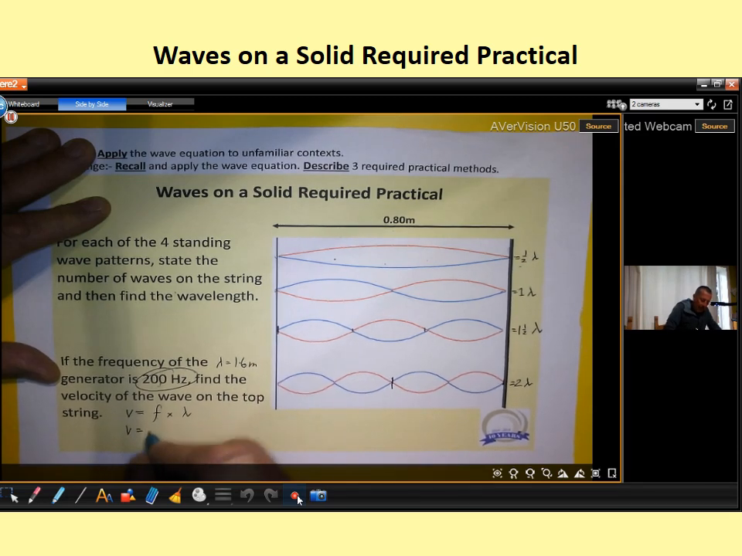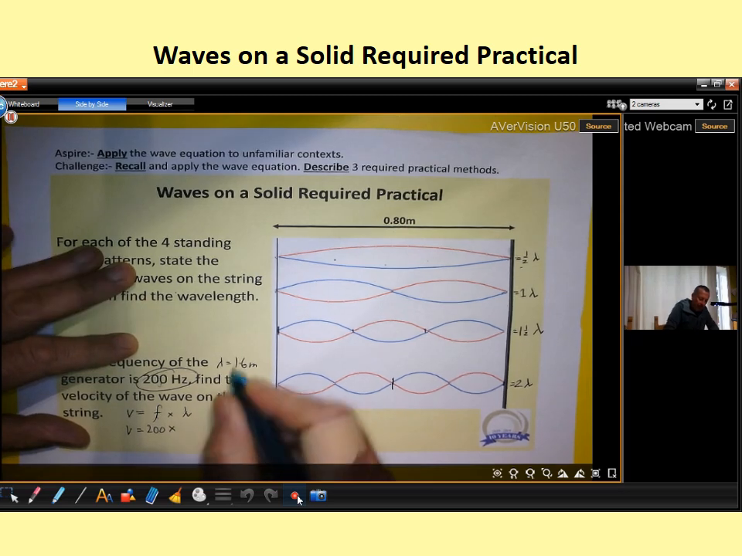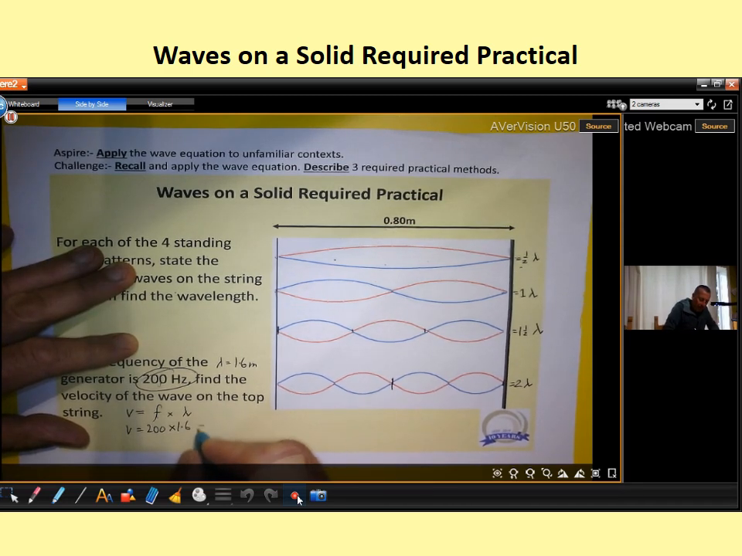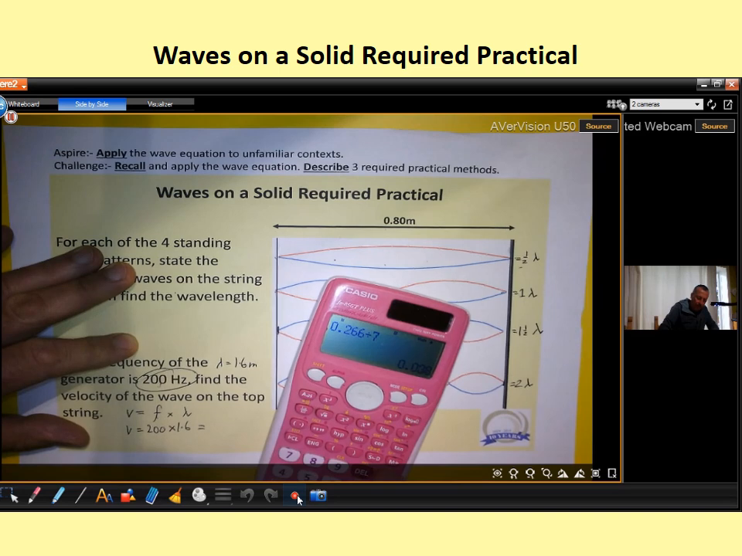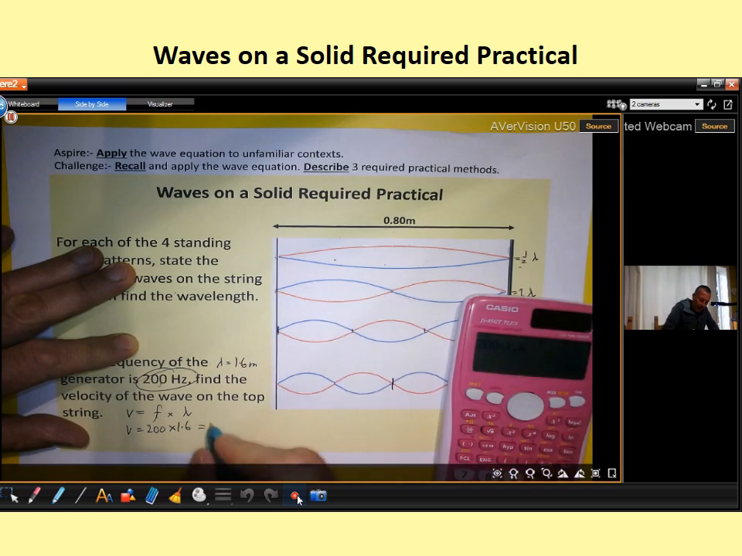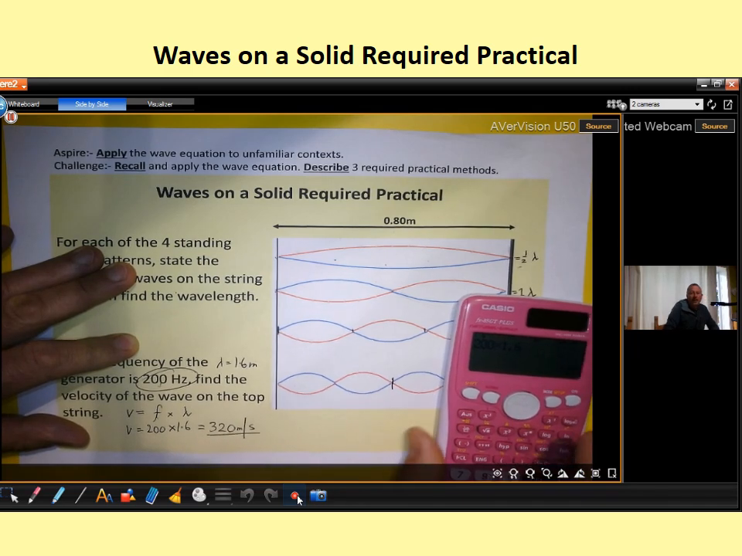So the velocity equals the frequency, that's 200, times the wavelength, and we've said that's 1.6 meters. So 200 times 1.6 is 320 meters per second. There's a unit. Underline it to catch the examiner's eye.